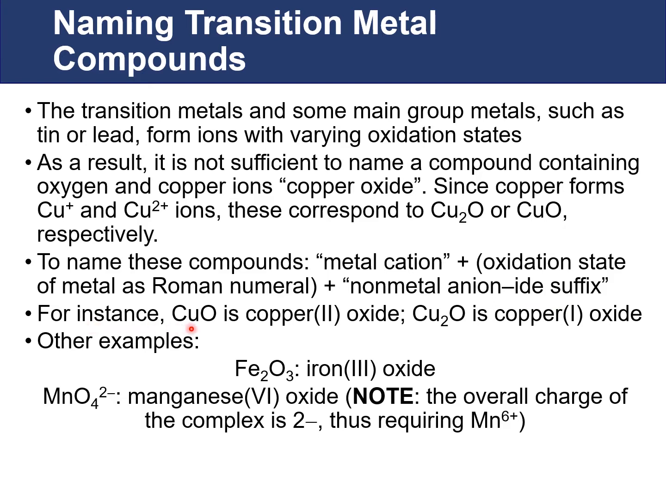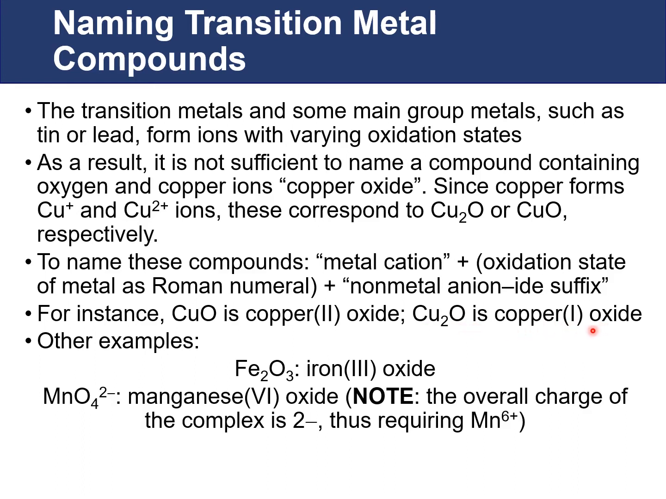So for example, our CuO would be a copper 2 oxide. That is because in order to have CuO, the O has a -2 charge, so to balance it out on a 1-to-1 ratio, this copper has to have a +2. So the 2 here comes from the charge on the copper. Copper 2 oxide is CuO. Cu2O is copper 1 oxide.